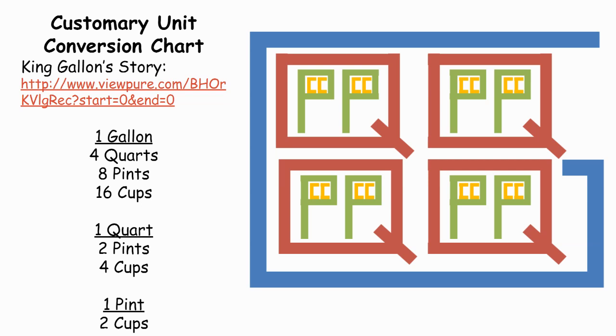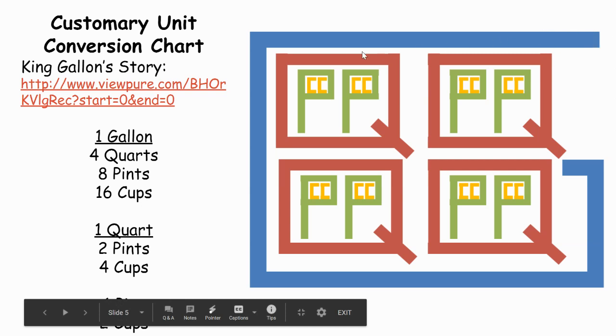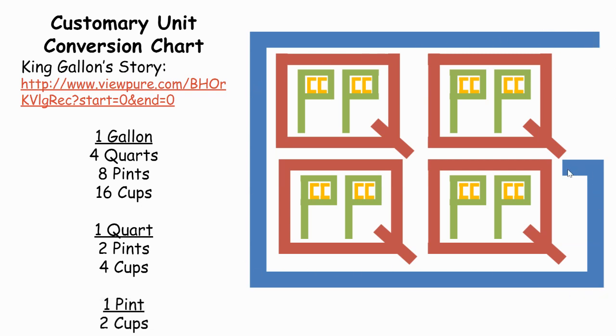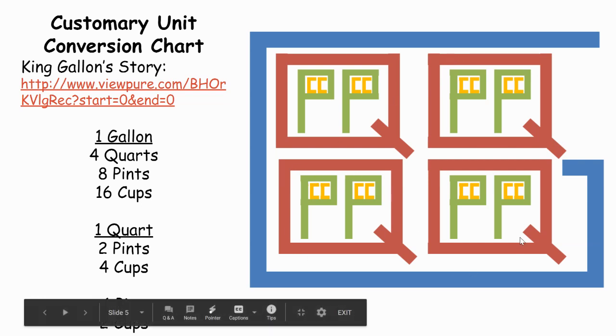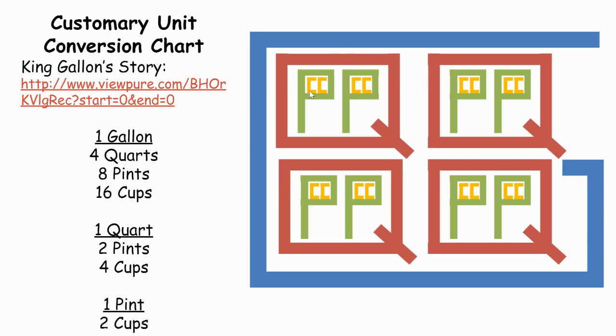There's also a very cool customary unit conversion chart, and this explains how each thing is. So the gallon is our big G on the outside. That's the biggest unit that we use for volume and capacity. Inside the gallon, there's 4 quarts. Inside each quart, there's 2 pints. And inside each pint is 2 cups.